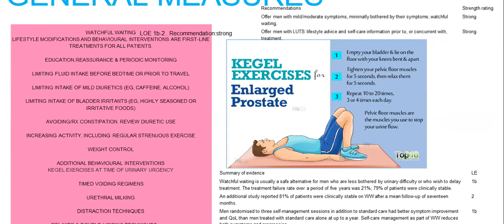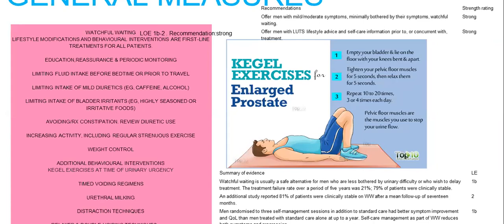So the summary of evidence to support watchful waiting: it's level 1B evidence from the AUA guidelines, and they describe it as a safe alternative for men who are less bothered by urinary difficulty and wish to delay treatment. The failure rate over a period of 5 years is 21%, but 79% of the patients were clinically stable.